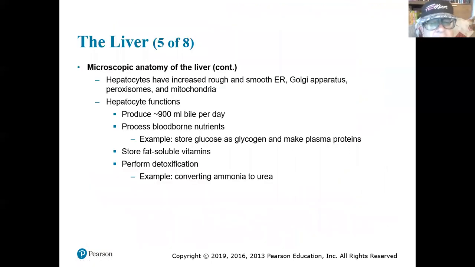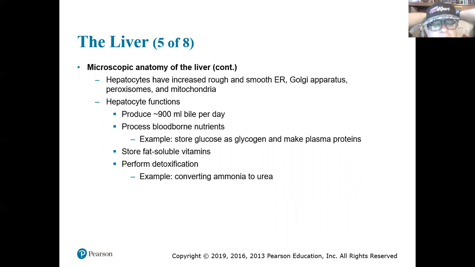All right. So hepatocytes have a lot of ER, rough ER, smooth ER, a lot of Golgi apparatus. What that's telling you is they're making a lot of stuff. A lot of peroxisomes, a lot of mitochondria. So they're using a lot of energy. They're making a lot of stuff. And peroxisomes tells you they're trying to kill a lot of stuff too, or neutralize a lot of stuff. The hepatocytes are going to make about 900 milliliters of bile every day. Compare that to the saliva. They're doing more than the salivary glands do saliva.